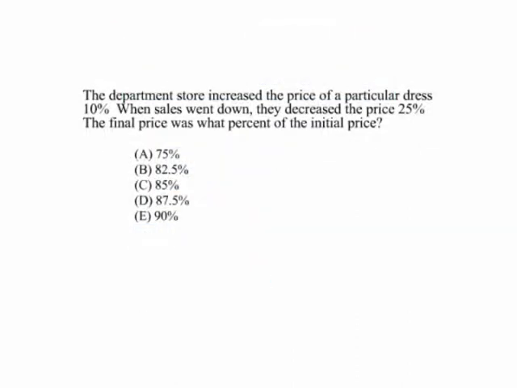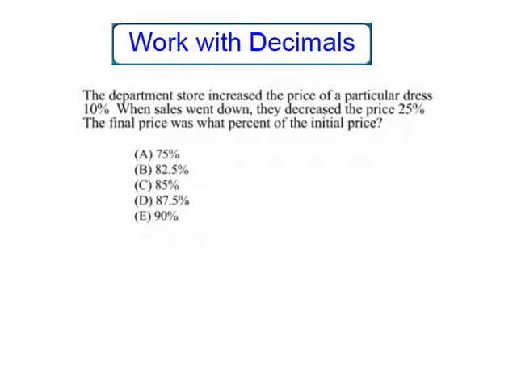Here we have a classic SAT percentage problem. They increase the price of a dress 10%, then they decrease the price 25%. Work with decimals here, and remember, your starting point is always 100%. 100% is represented as 1.0. If you increase 10%, you want 110% of the price. If you decrease 25%, you want 75% of the price.